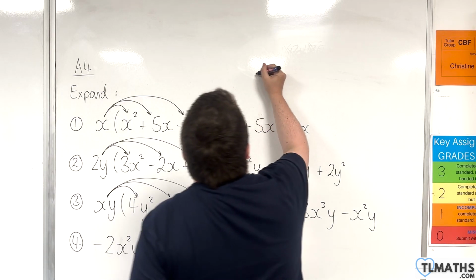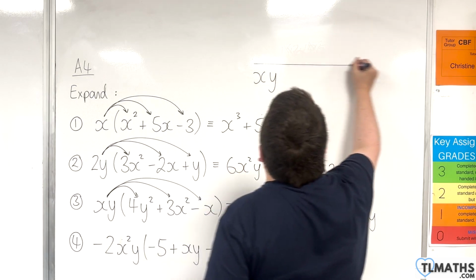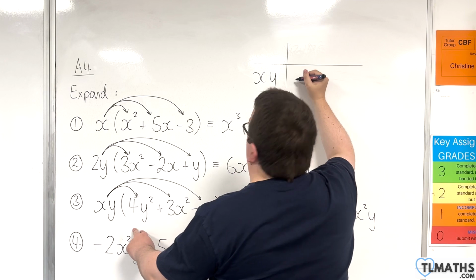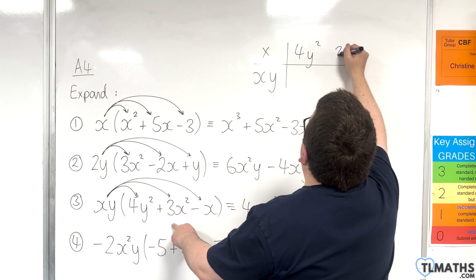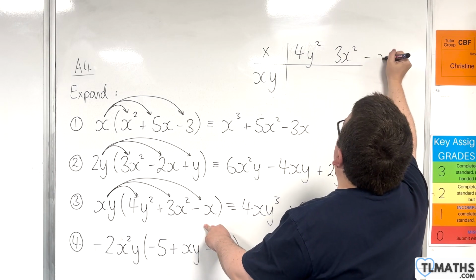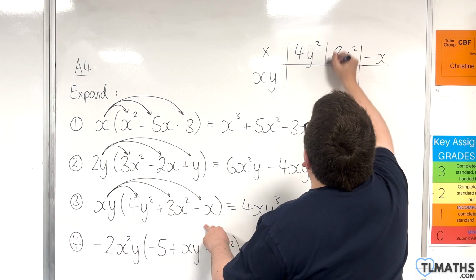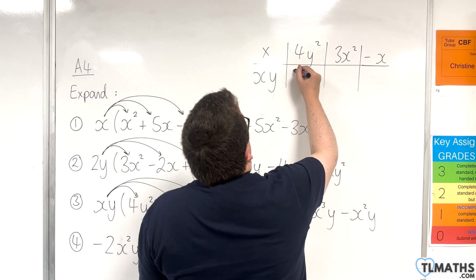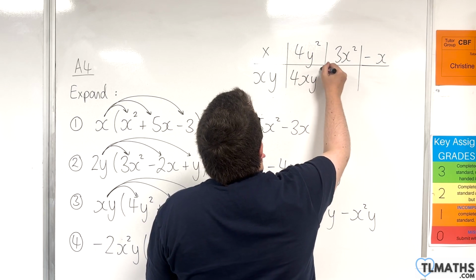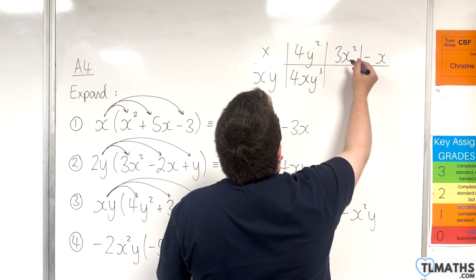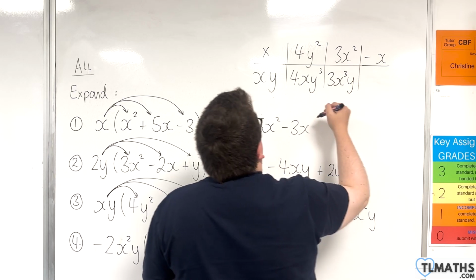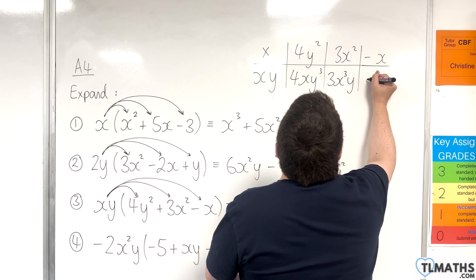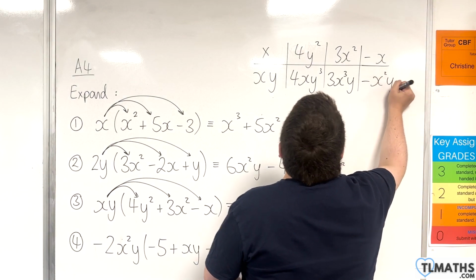So in a table, we have the 4y squared, 3x squared, and the minus x. So xy times 4y squared will be 4xy cubed. xy times 3x squared will be 3x cubed y. And then xy times minus x is minus x squared y.